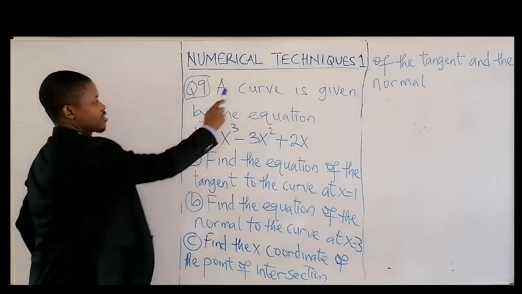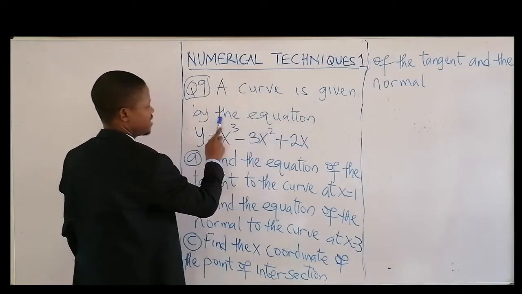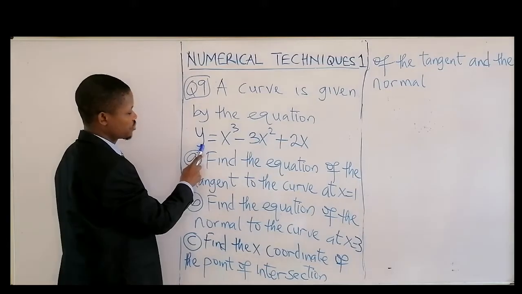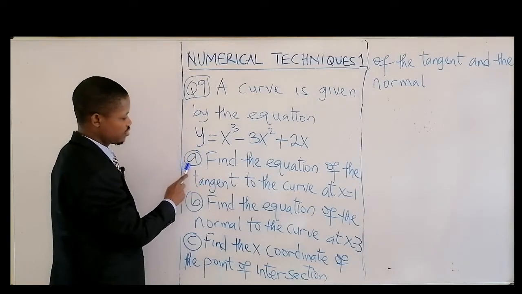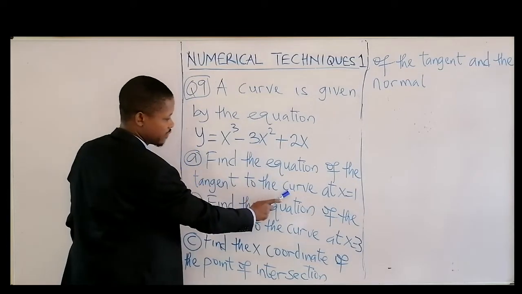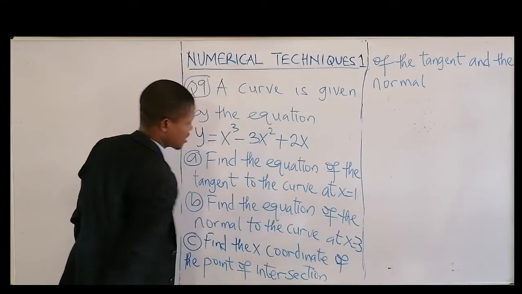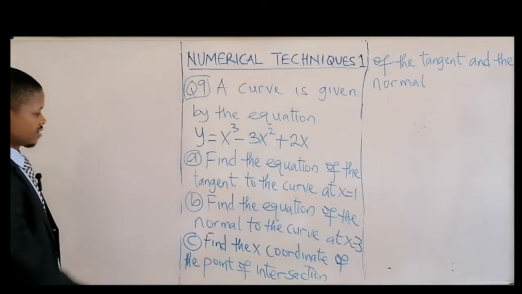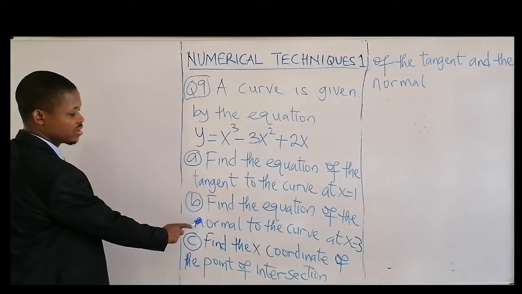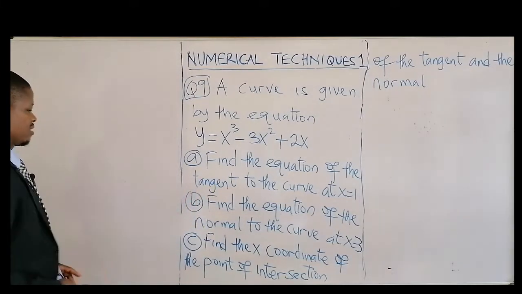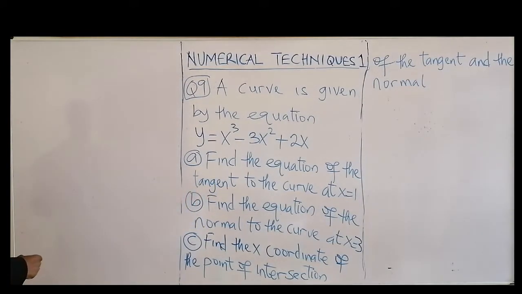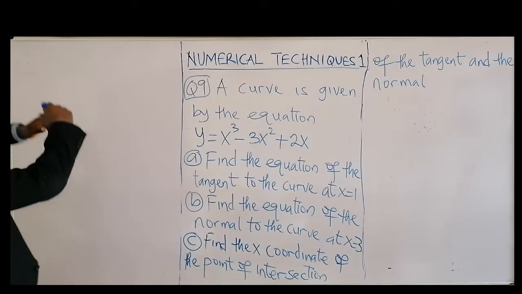Question 9. We have a curve given by the equation, and this is the equation. Find the equations of the tangents to the curve at the point x equal to 1. B, find the equations of the normal to the curve at that point. Okay. So let's go straight to the solutions.